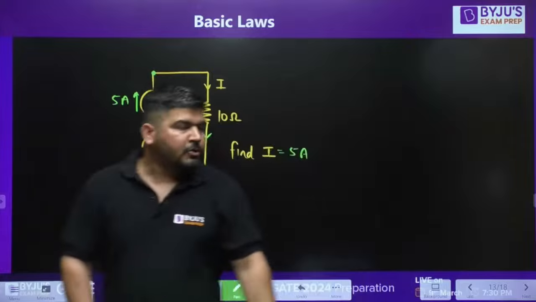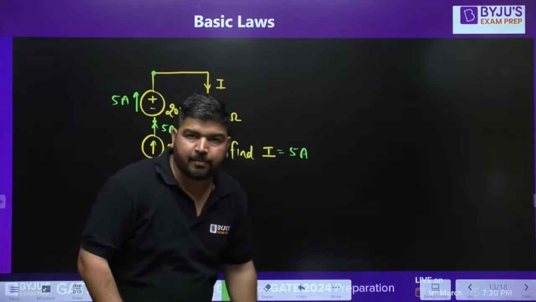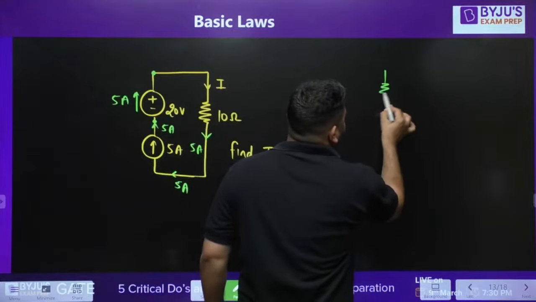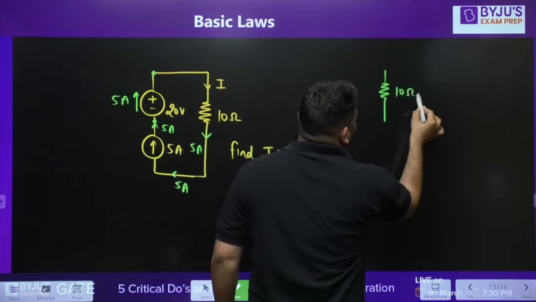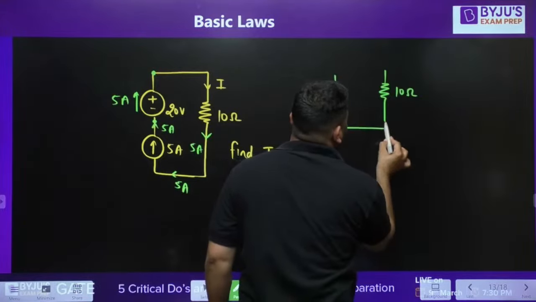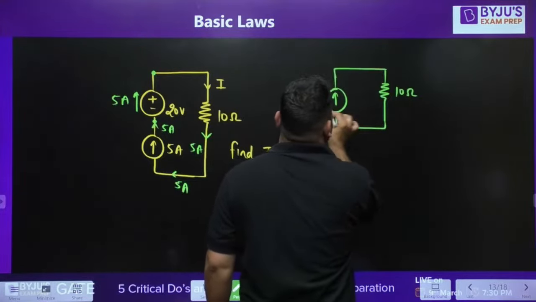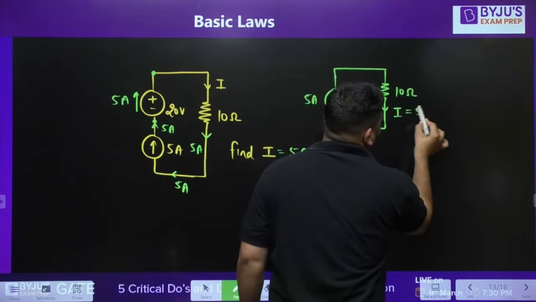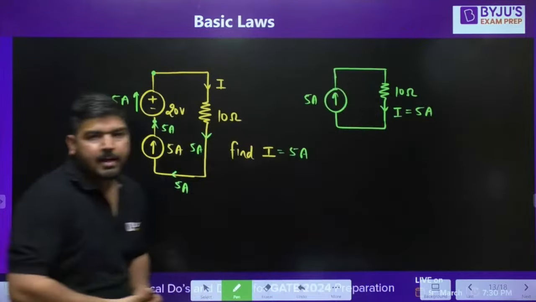Tell me, guys, so this current has to be 5 ampere. Now, there are some students who think, sir, if I make a circuit like this, 10 ohm, and there is a current source of 5 ampere like this, will it be okay? You'll get the same answer, no? I is equal to 5 ampere. You'll get the same answer.